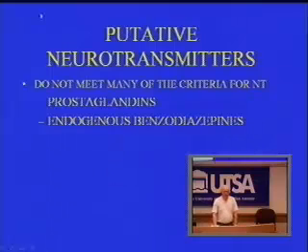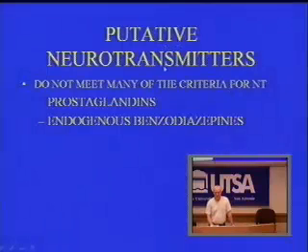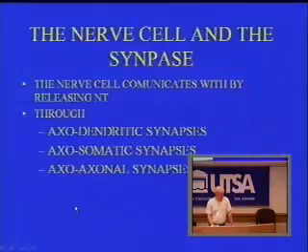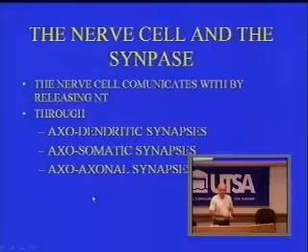Some of the putative neurotransmitters, like the prostaglandins and the endogenous benzodiazepines, so far do not meet a satisfactory number of the criteria to be categorized as a neurotransmitter, so they're called putative neurotransmitters, and I won't mention anything more about those. Now let's spend just a bit of time reviewing the synapse and some of the functions there. We build on this as we cover different chapters, so the whole picture continues to come together.